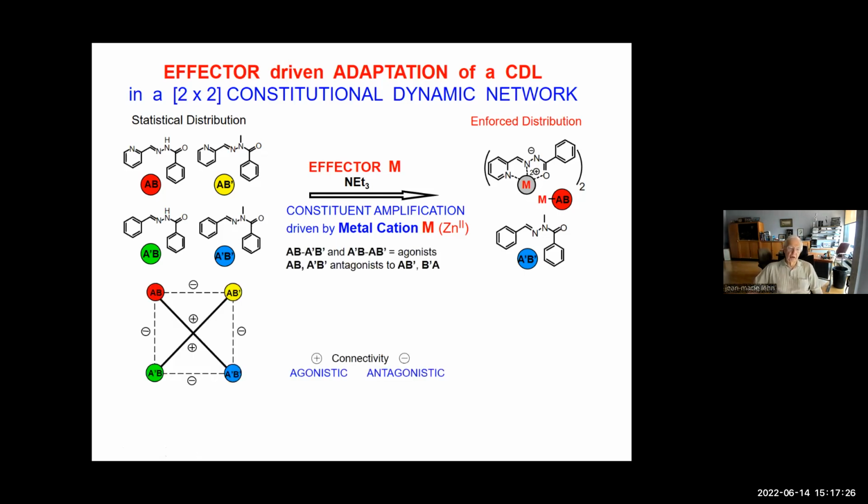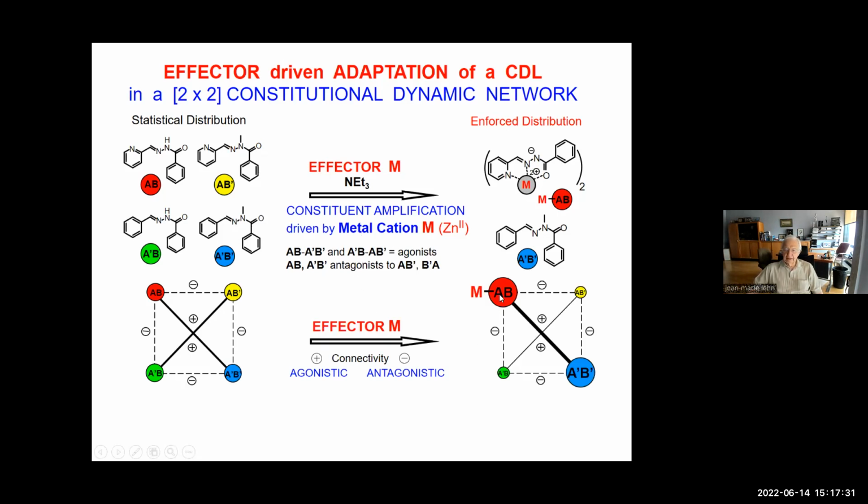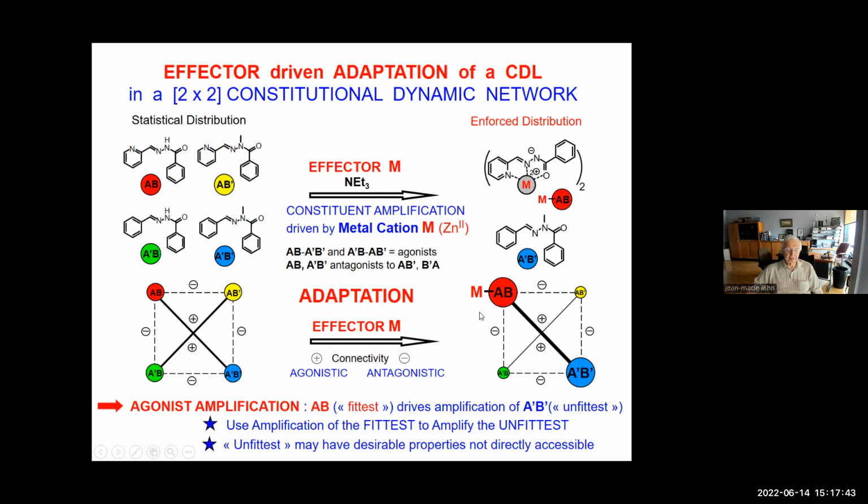So we can represent this by networks. Here is the network. We add the zinc. It amplifies the AB very strongly, which amplifies A prime B prime, and the other two, in fact, have disappeared almost completely. This is adaptation of the system. And again, we have agonist amplification. AB, the best ligand for zinc, is amplified strongly, which then has as consequence that its agonist, A prime B prime, is also amplified. And the agonist, A prime B prime, is the unfittest, the less good ligand for binding zinc. So it is a clear demonstration that the fittest, in this case for zinc binding, also amplifies the unfittest, in this case for zinc binding.